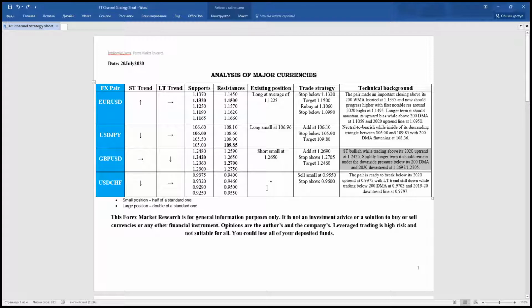And as regarding the dollar Swiss, we expect probably a little kind of rebound in the currency to enter a new short position. And now, ladies and gentlemen, let's speak about the technical background.